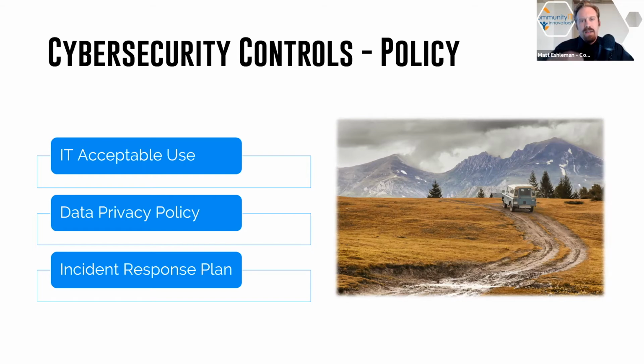So again, the data privacy policy would be a separate document that would often be developed to support those platforms where you're storing information about constituents, volunteers, and other stakeholders of the organization. And then the final policy document that we think is a key element of a foundation or a baseline would be the incident response plan.